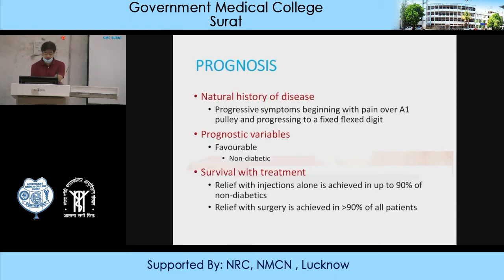Prognosis: if the patient has the natural history of the disease, with progressive symptoms beginning with pain over the A1 pulley and progressing to a fixed flexed digit, then the prognostic value is favorable. With treatment, relief with injection alone is achieved in up to 90% of non-diabetic patients, and relief with surgery is achieved in more than 90% of patients.